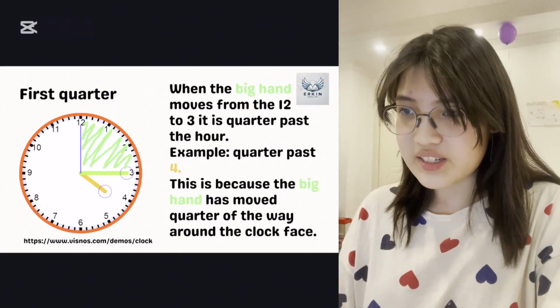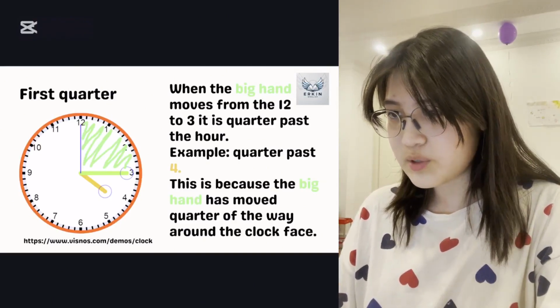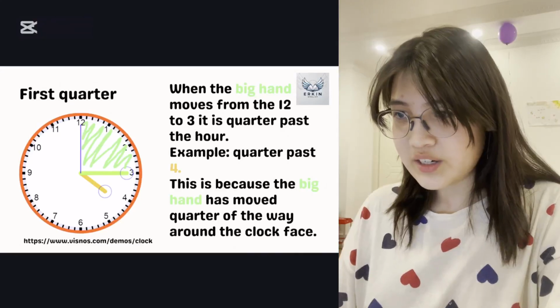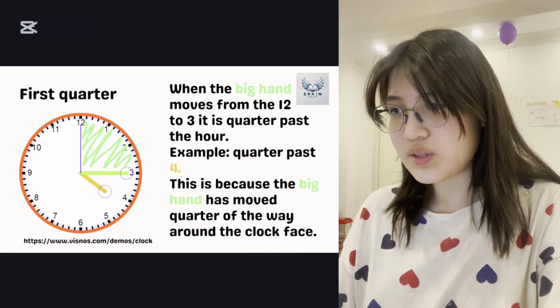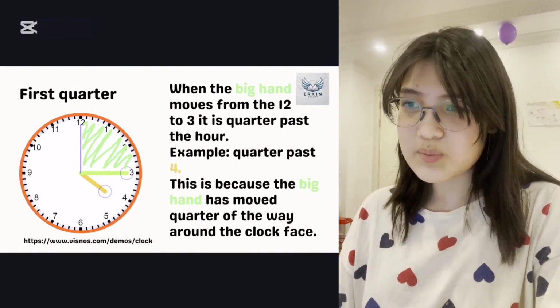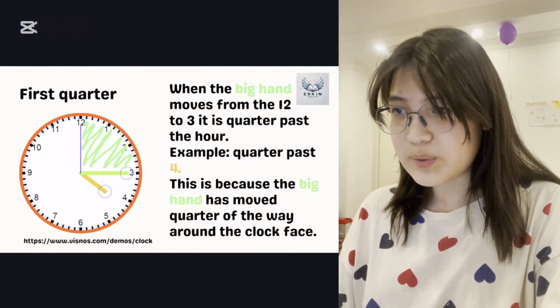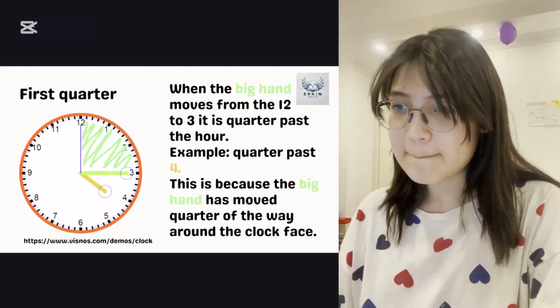So in this example, we can see that the small hand is showing 4, which means that it's the 4th hour, and because the big hand is on 3, then we know that it's quarter past 4. This is because the minute hand has only passed a quarter way through the clock.